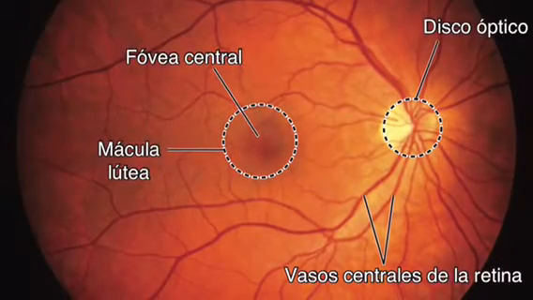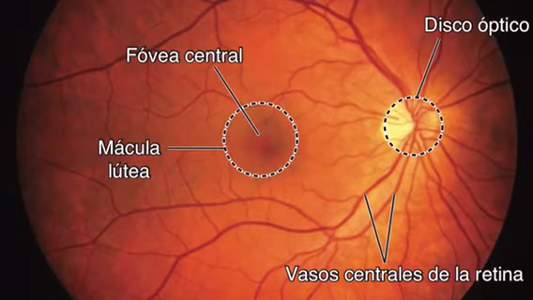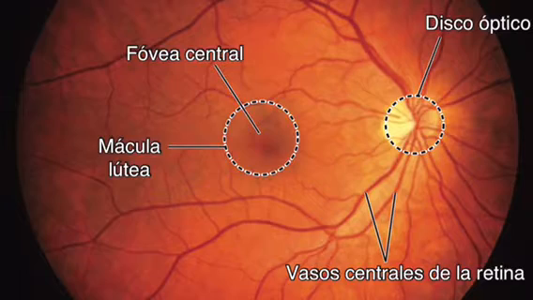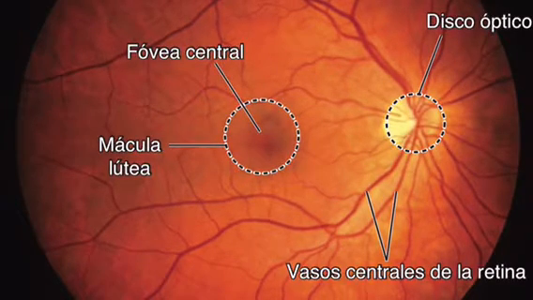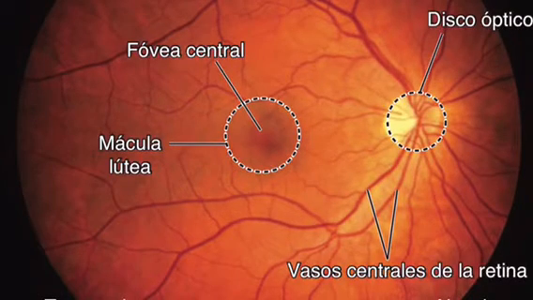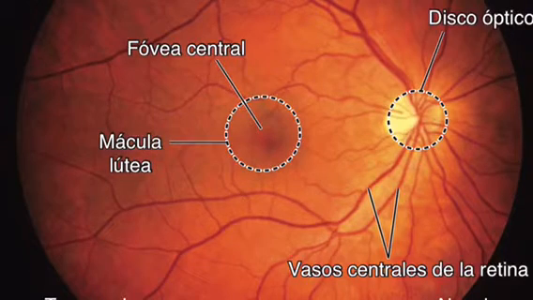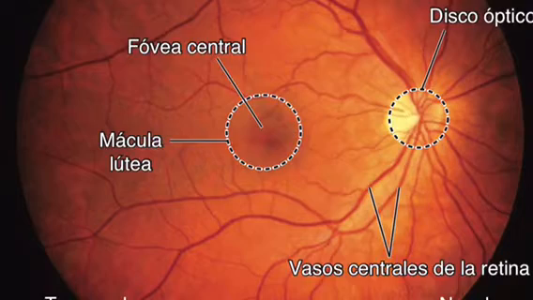This is a normal view of the fundus in ophthalmoscopic examination of the right eye. The site where the axons converge to form the optic nerve is called the optic disc. The optic disc is devoid of photoreceptor cells. It is a blind spot in the visual field.